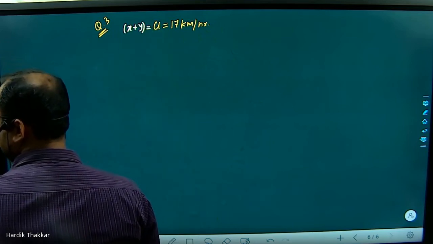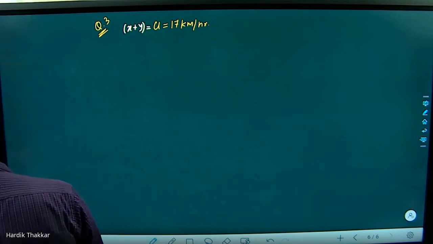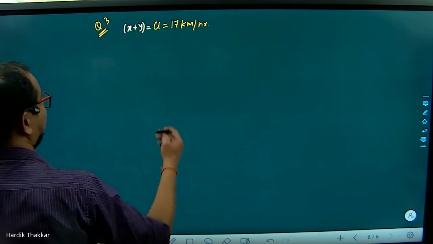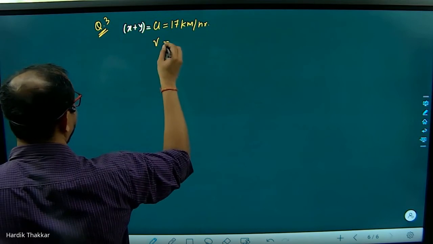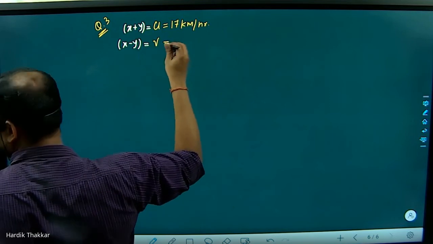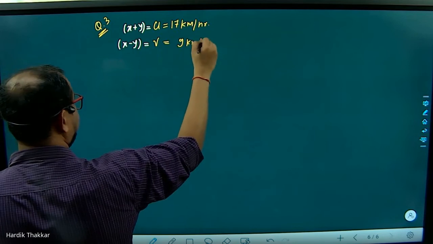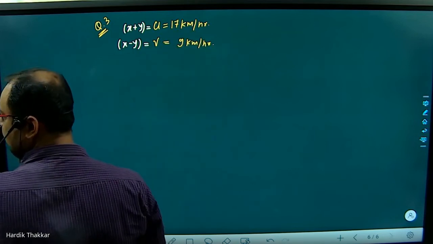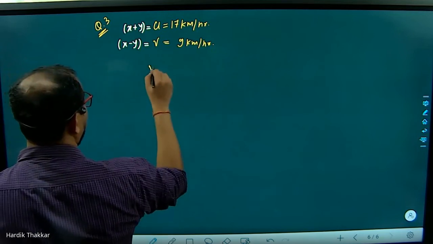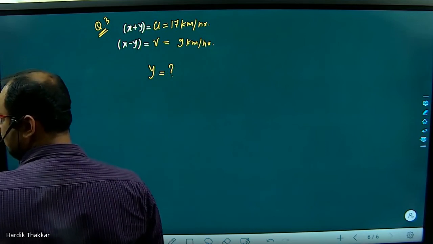And returns back at 9 kilometer per hour. So when the boat is returning, it is the case of upstream. In that case, the speed will be considered as v, or we can write x minus y is equal to v, and that is equal to 9 kilometer per hour. Okay, correct? Now we have to find the speed of stream. It means y. We need to calculate y. So simple. This question is quite simple.